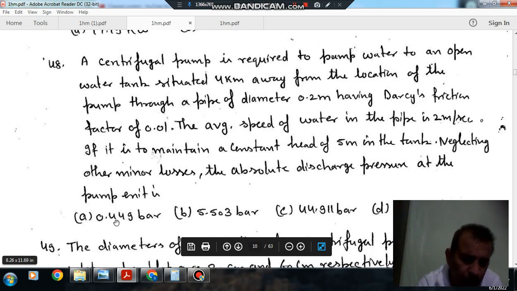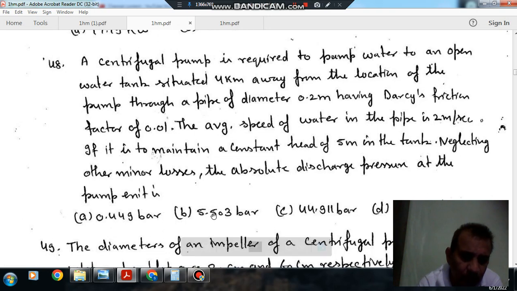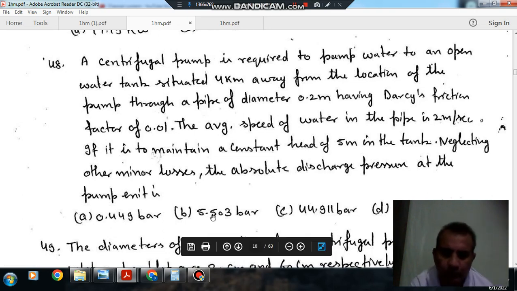0.449 bar, option B 5.503 bar, option C 44.911 bar, option D 55.23 bar.